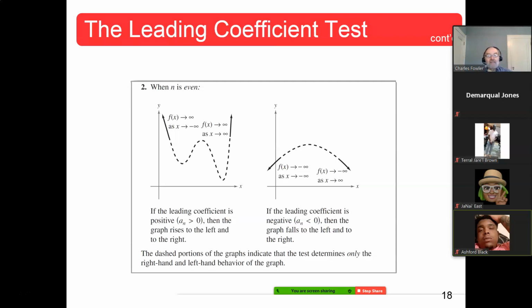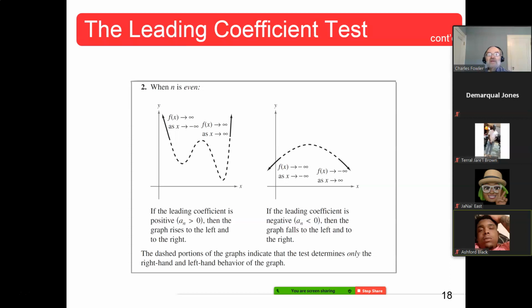Now, what happens in between here? That's determined by those terms that are in the middle. The end behavior is determined by that leading term alone. Okay, does that make sense?